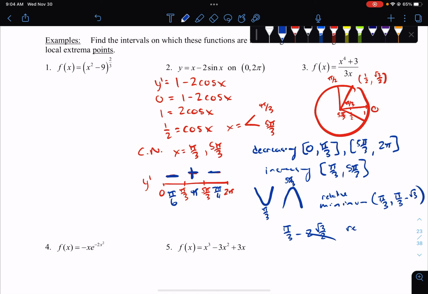My relative maximum happens at the point 5 pi thirds. And when I plug that in, I'm going to get 5 pi thirds minus 2 times the sine of pi thirds, which is also root 3 over 2.